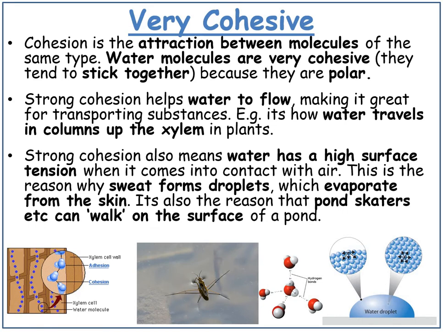Water is very cohesive. Cohesion is the attraction between molecules of the same type. Water molecules are very cohesive. They tend to stick together because they are polar. Strong cohesion helps water to flow, making it great for transporting substances. For example, it's how water travels in columns up the xylem in plants. Strong cohesion also means water has a high surface tension when it comes into contact with air. This is the reason why sweat forms droplets, which evaporate from the skin. It's also the reason that pond skaters, for example, can walk on the surface of a pond.